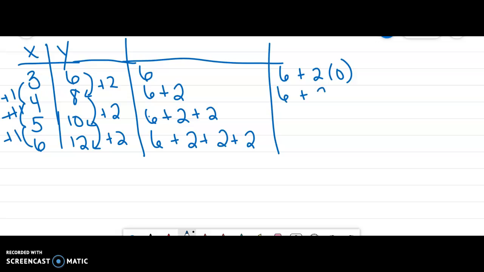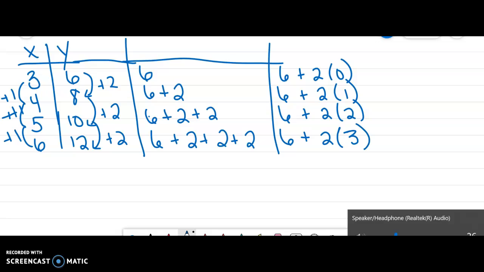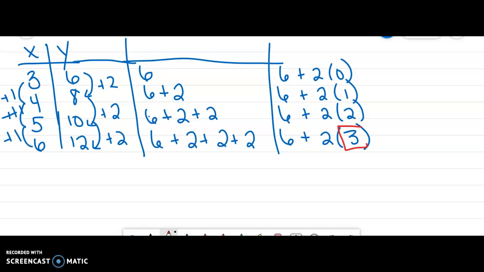This is 6 plus 2 times 1. I'm adding 1 2 to 6. This is 6 plus 2 times 2. I'm adding 2 2's to 6. And this is 6 plus 2 times 3. So then we still have this same issue. What we really need to think about is how does this value, which is the thing that's changing in our extended table, relate to this input?